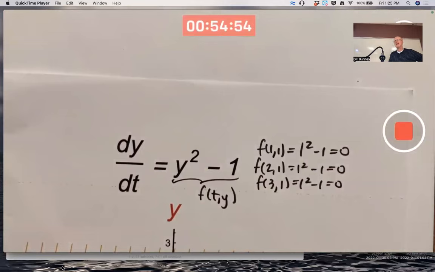Hey, if you got a bunch of little line segments on a horizontal line with 0 slope, and solutions have to follow the slope field, that must mean there are some solutions that are horizontal constant functions. y equals 1 is one of them. There's actually a second one.